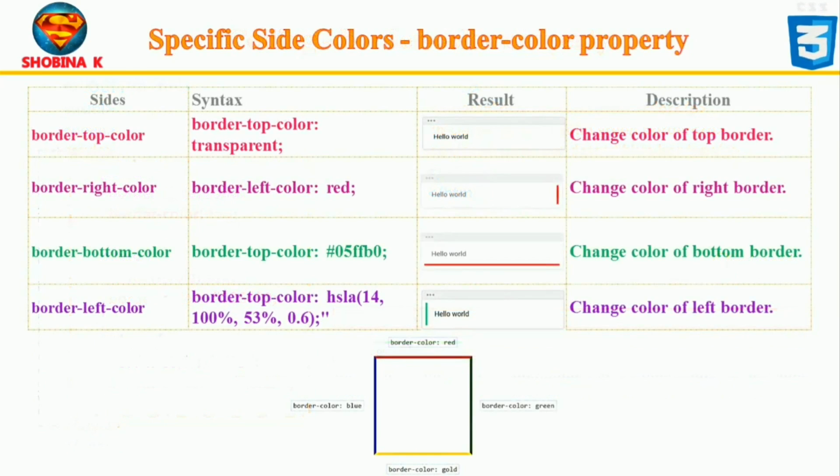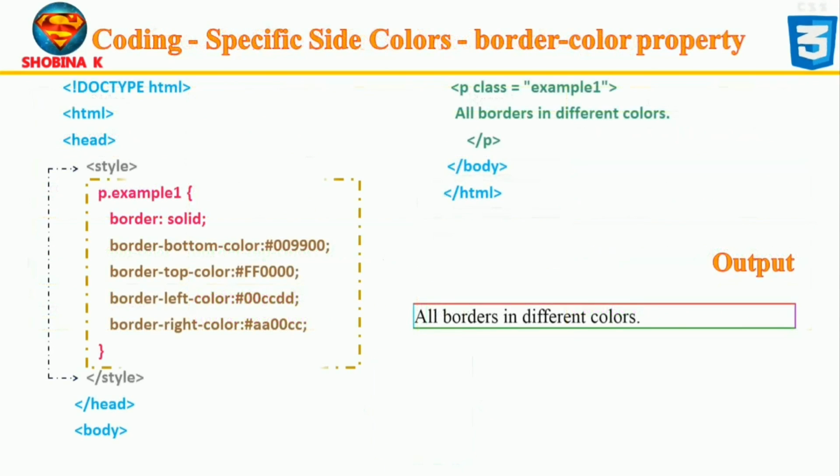You can individually change the color of the top, right, bottom, and left sides of an element's border using these properties. Border-top-color changes the color of the top border. Border-right-color changes the color of the right border. Border-bottom-color changes the color of the bottom border. And border-left-color will change the color of the left border. Here is an example for different border colors. This example will set different colors for all four sides of your border.